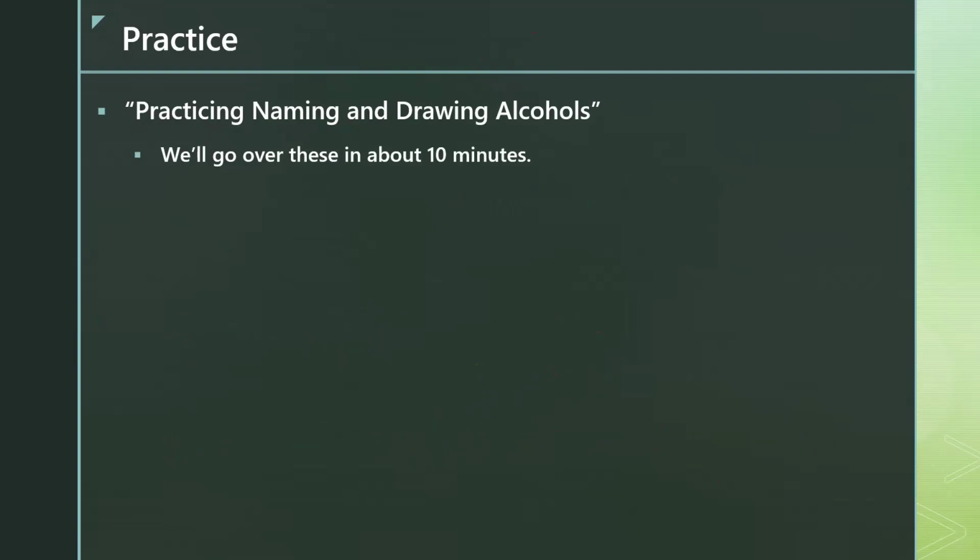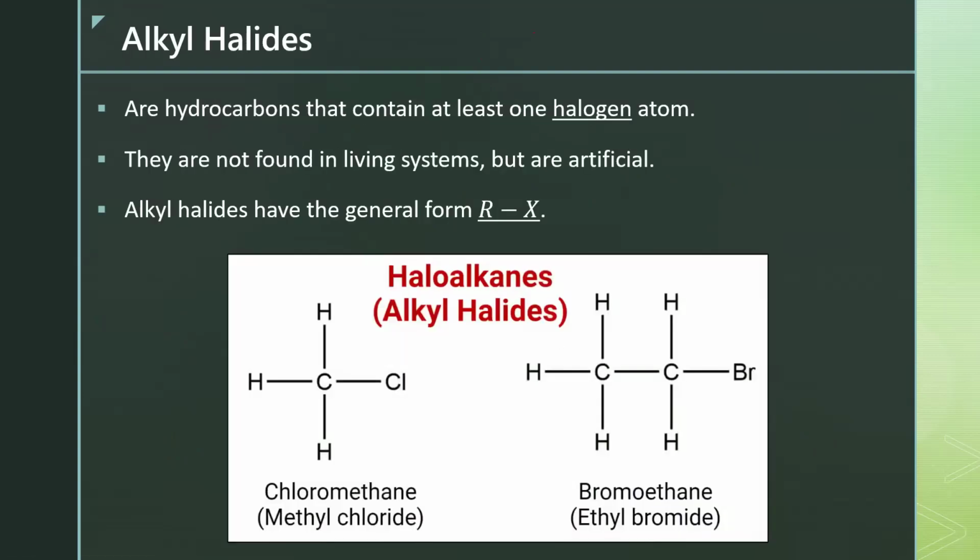So hopefully you were able to make good progress on those. We're going to move on to the next part of the lesson here. We're going to be talking about something called alkyl halides, which is a different kind of hydrocarbon derivative. So alkyl halides, and this is in your notes, by the way, on that next page. Alkyl halides are hydrocarbons that contain at least 1 halogen atom.